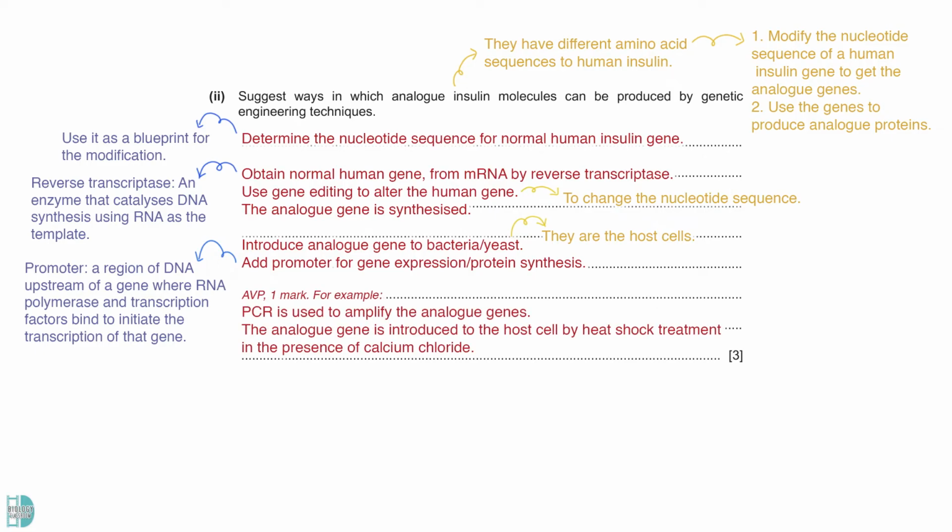For example, you can provide some details for the steps mentioned in the main point above, such as the use of PCR to amplify the analog gene or the methods to introduce the analog gene into the host cells.